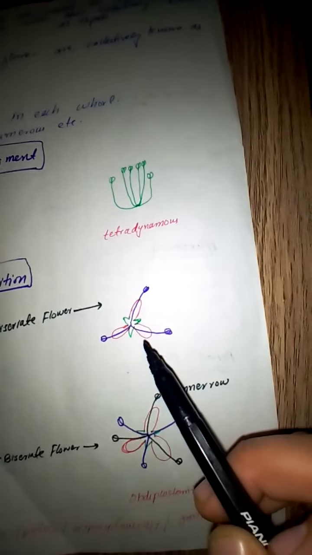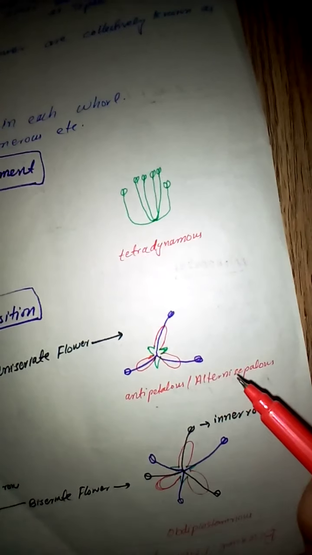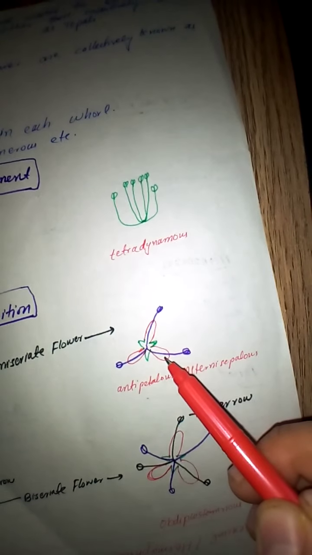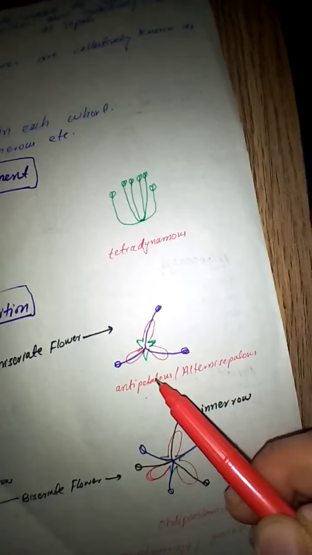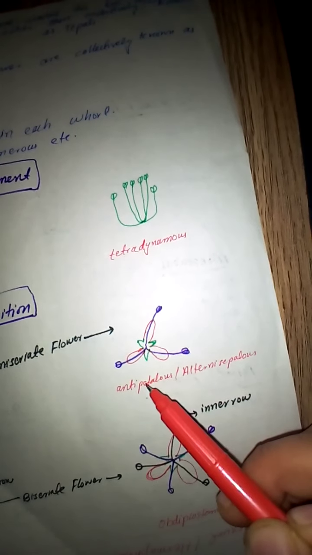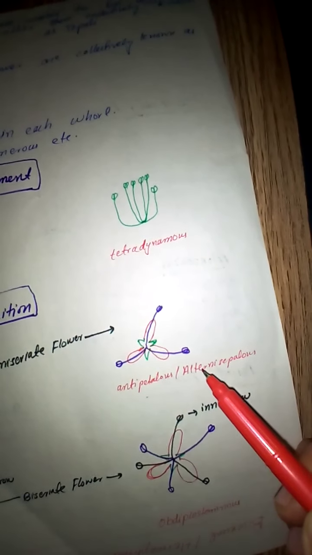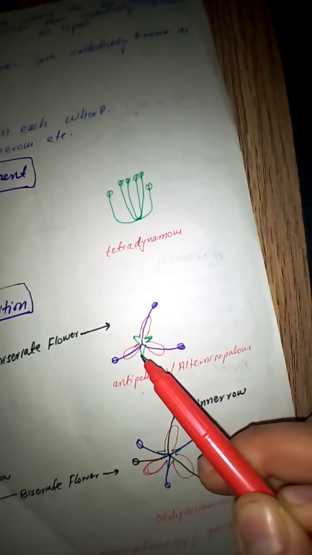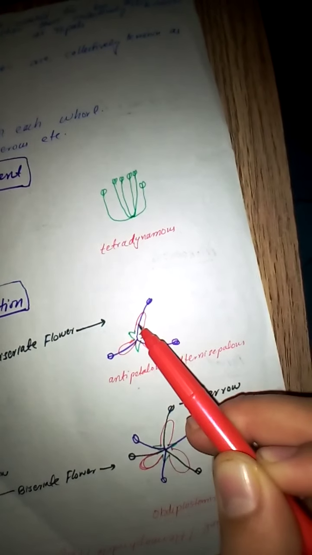Now the other one is antipetalous or alternisepalous. In this case, the stamen is placed in front of the petal. So this is antipetalous, in front of or opposite to the petal, while they lie in an alternate way with the sepal. So this is sepal, this is stamen, this is sepal, this is stamen, this is sepal, this is stamen.